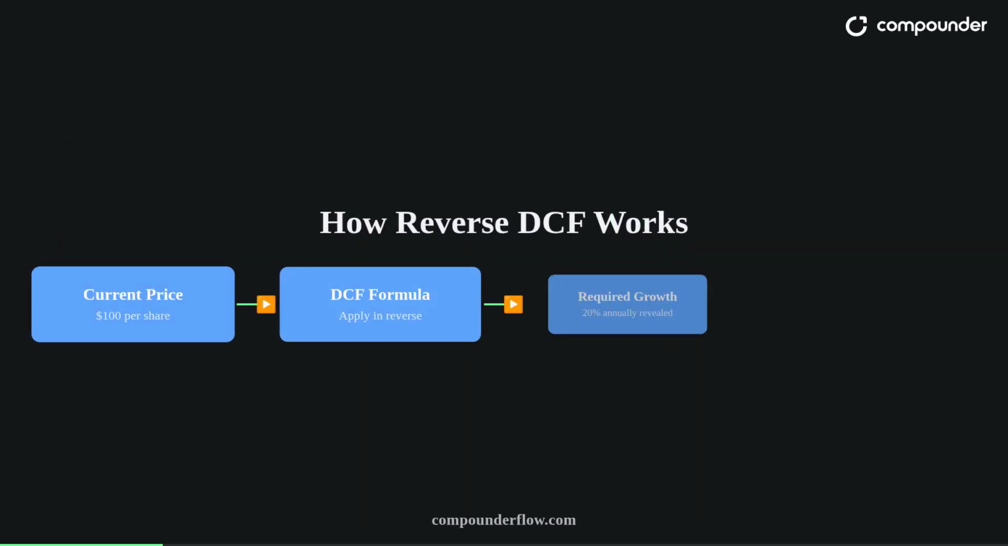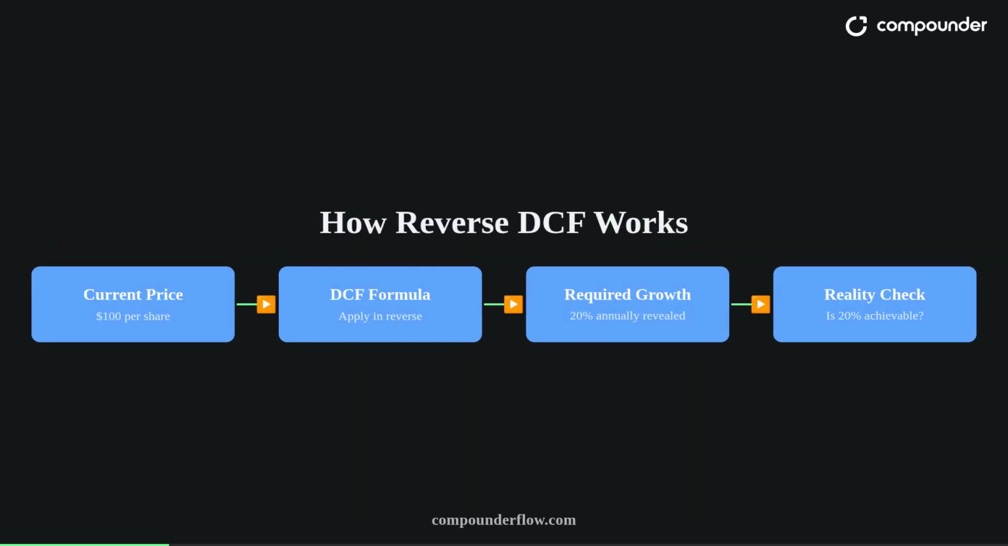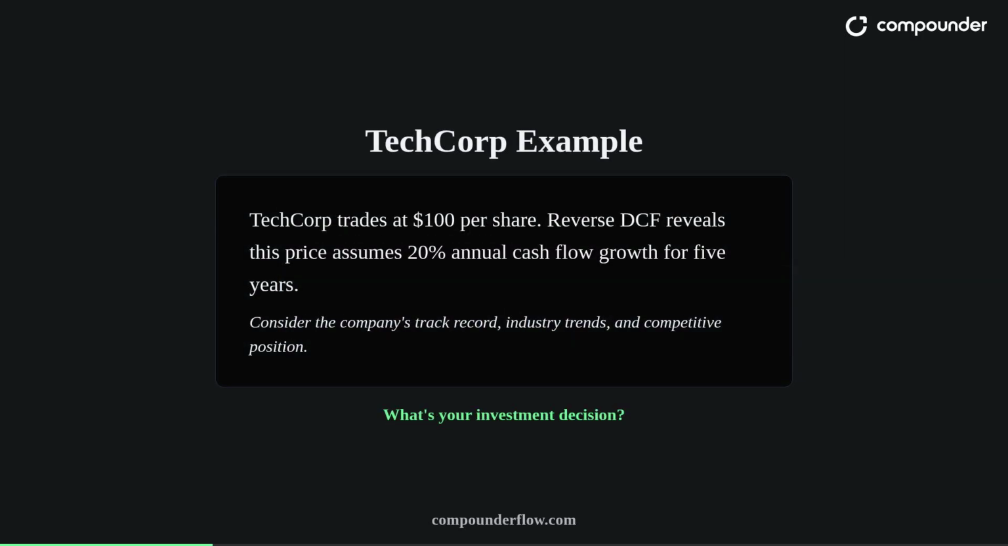Here's how reverse DCF works in simple terms. Instead of starting with growth assumptions and calculating a fair value, we start with today's stock price and ask, what growth rate would justify this price? We're essentially reverse engineering the market's homework. Let's walk through a practical example.